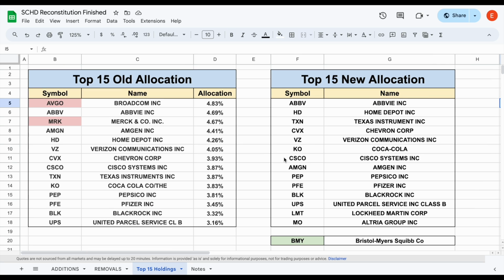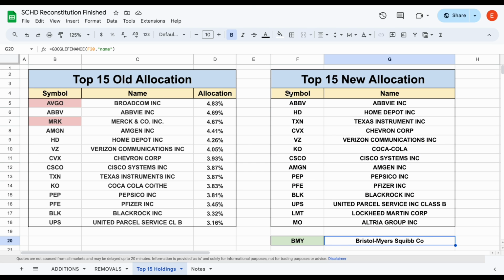And if we look at the old top 15 allocation, we can see the 2 removals are going to be Broadcom, AVGO. We already touched on that one, but we also have Merck & Co., stock ticker MRK, which was previously an allocation of around 4.67%. So again, that's another pretty big removal. And if we look at the expected top 15 new allocation, we can see all the funds that remain, but we also had a major addition with BMY, Bristol Myers Squibb.